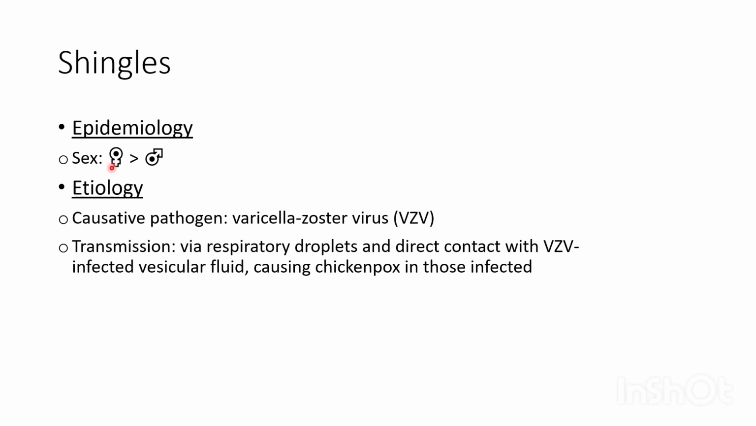Epidemiology: females are more affected by shingles than males. Etiology: the causative pathogen of shingles is varicella zoster virus. Transmission of varicella zoster virus is through respiratory droplets and direct contact with varicella zoster virus infected vesicular fluid, causing chickenpox in those infected.